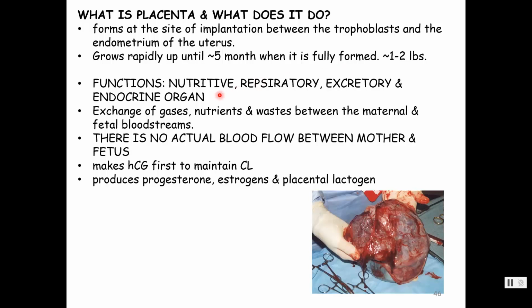It is also going to be an endocrine organ, so the placenta makes hormones. At first, the developing placenta makes human chorionic gonadotropin, but then the placenta is also going to be making estrogens and progesterone and placental lactogen and a variant of human growth hormone. It's basically to regulate the metabolism of both the mom and the developing baby, so it has a really big endocrine function. So there's exchange of gases, nutrients, and wastes between maternal and fetal bloodstreams, but no actual blood flow between the two.